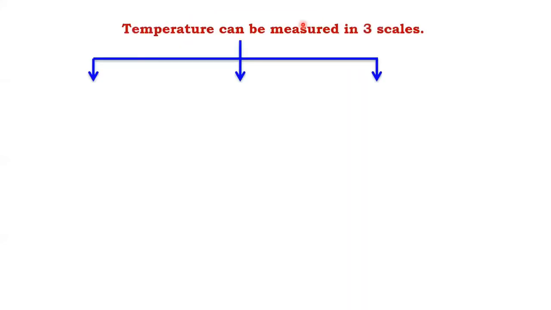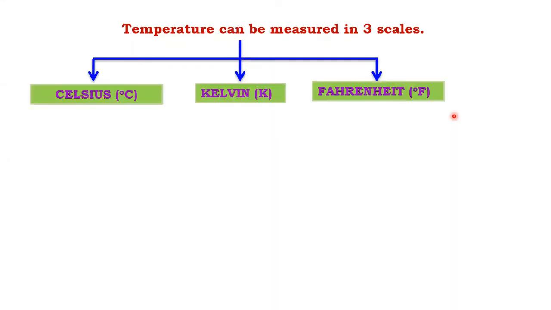Okay, so now the temperature can be measured in three scales. What do you mean by scale? Scale is nothing but units. So we can use either of the three units for measuring temperature. What are these three units? The first one is Celsius, which we call degree Celsius. The second one is Kelvin, and the third one is Fahrenheit.